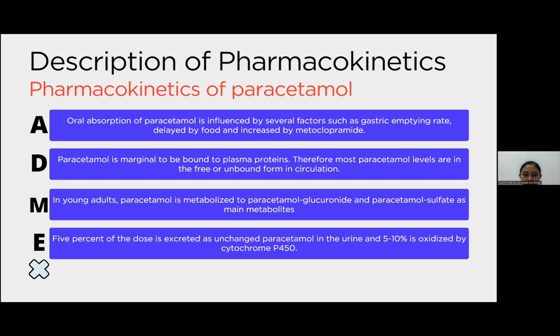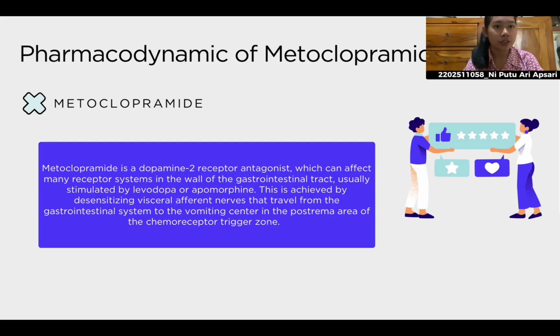In young adults, paracetamol is metabolized to paracetamol glucuronide and paracetamol sulfate as main metabolites. 5% of the dose is excreted as unchanged paracetamol in the urine, and 5 to 10% is oxidized by cytochrome P450. That's all from me. Thank you. Okay, I will continue the presentation.